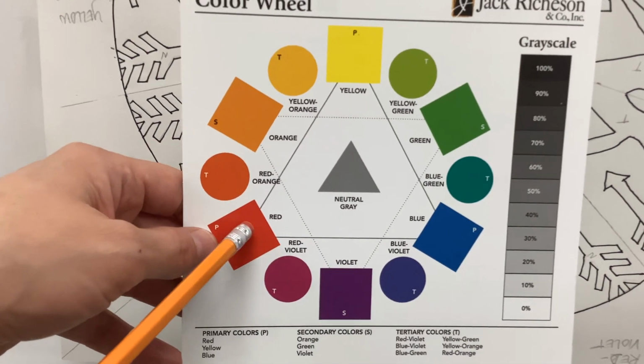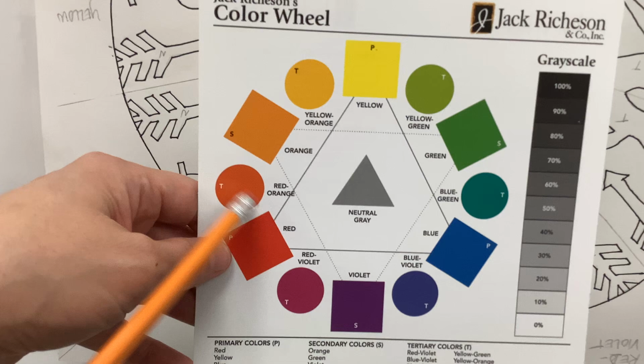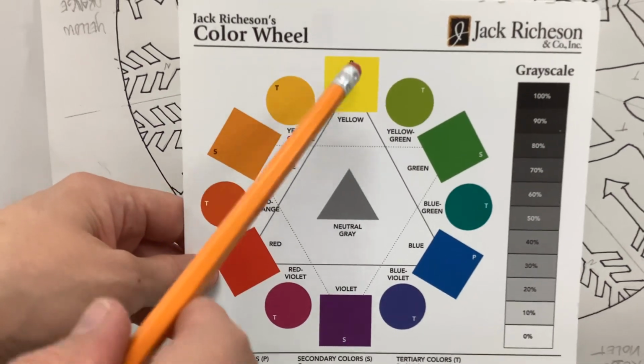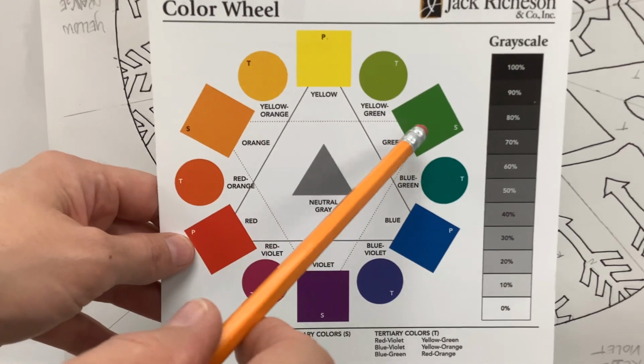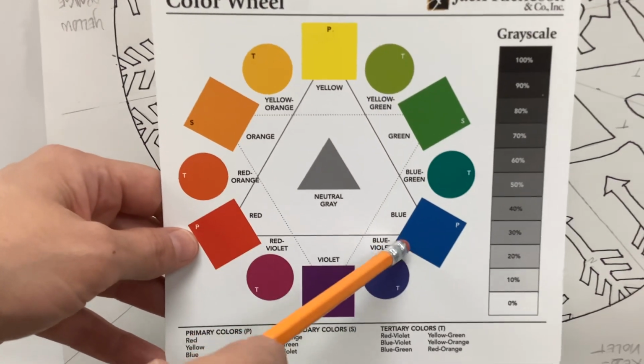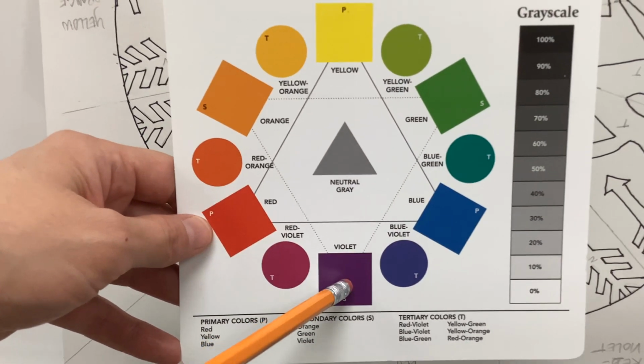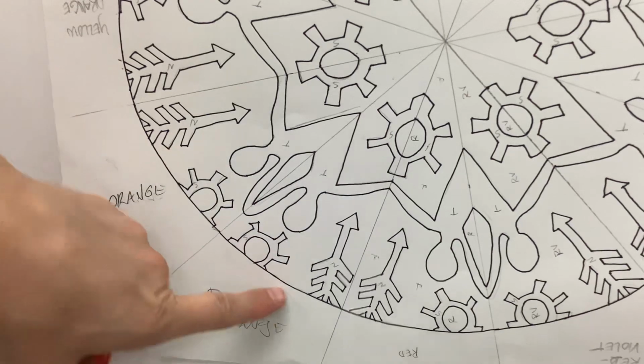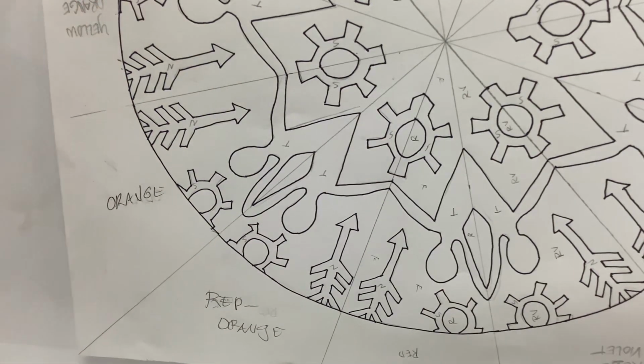You're going to start with red, then red-orange, orange, yellow-orange, yellow, yellow-green, green, blue-green, blue, blue-violet, violet, red-violet. Each segment of your color wheel should match up with one of these in the correct order.